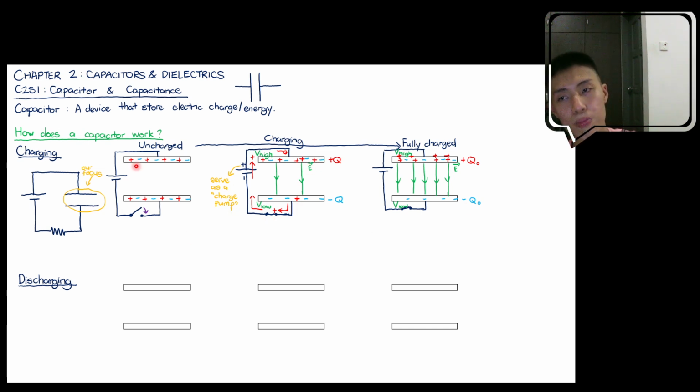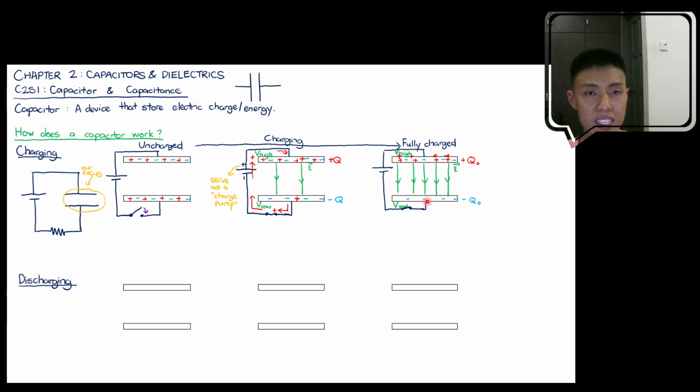Okay, so this is the process of charging. Now let's talk about the process of discharging. We store the energy inside this capacitor. The energy is actually stored inside this electric field, but it is only useful if we can release the energy to do something useful.